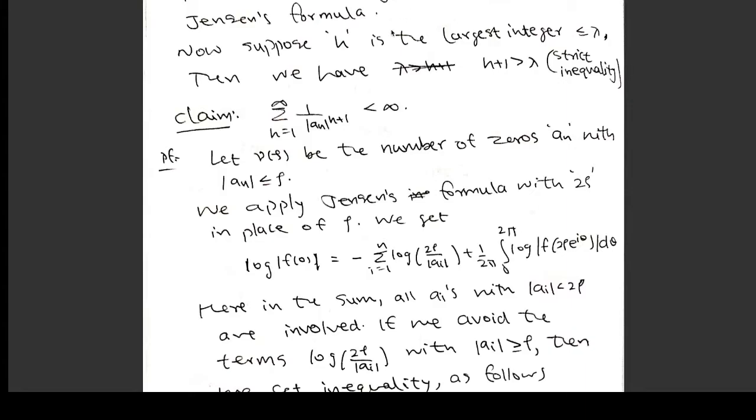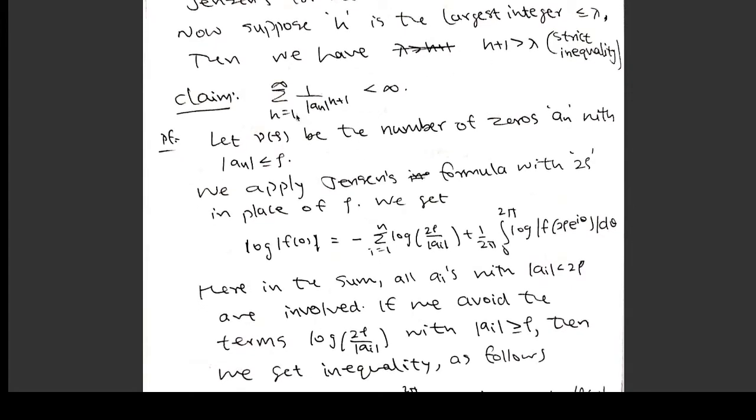Now we need to obtain the other inequality. Here we use Jensen's formula. Now you start from, suppose h is the largest integer less than or equal to lambda. So lambda need not be an integer. Then we will have h+1 strictly greater than lambda, because if h+1 were equal to lambda, then this would be satisfied by h+1. So we will have a strict inequality here.